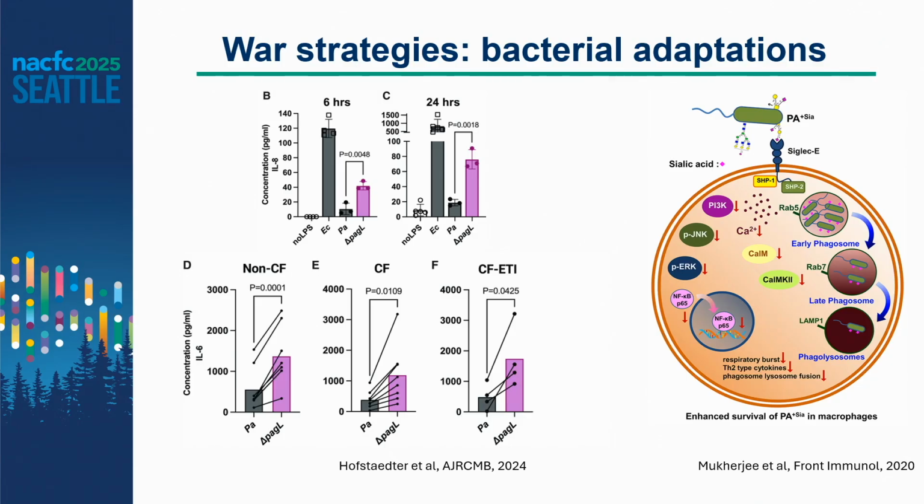Last year, there was a really nice publication that showed that changes in Pseudomonas LPS basically promote immune response, and that is not modulated by ETI. But also there is work that shows that Pseudomonas can actually express sialic acid on its surface, and this combines to cyclic molecules on the immune cells, and that dampens the immune response.